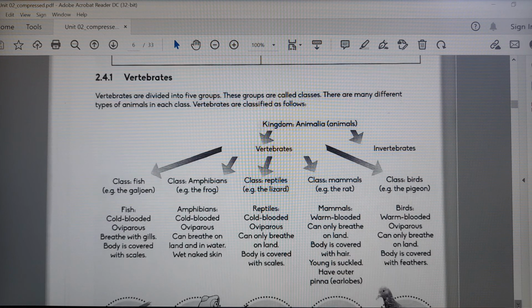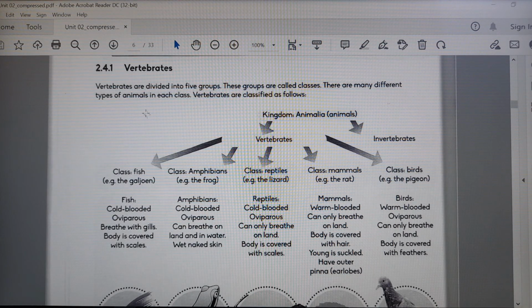So now let us look at the vertebrates in detail. They say vertebrates are divided into 5 groups. These groups are called classes. There are many different types of animals in each class. Vertebrates are classified as follows. So we have the animal kingdom, and we have vertebrates. Let's look at the 5 groups for vertebrates.